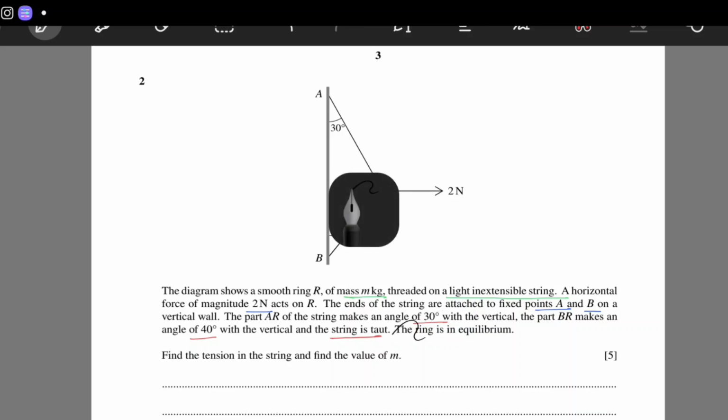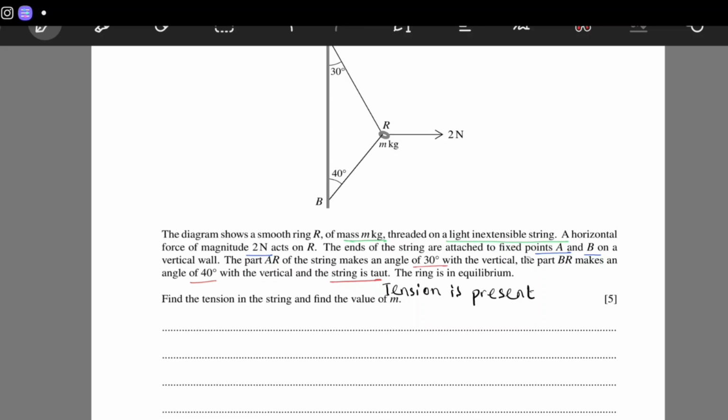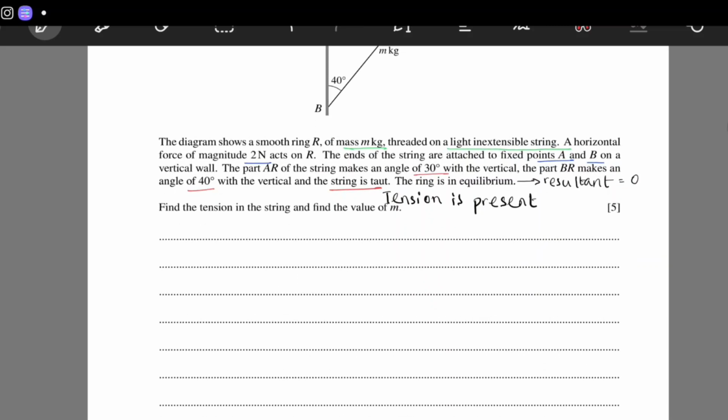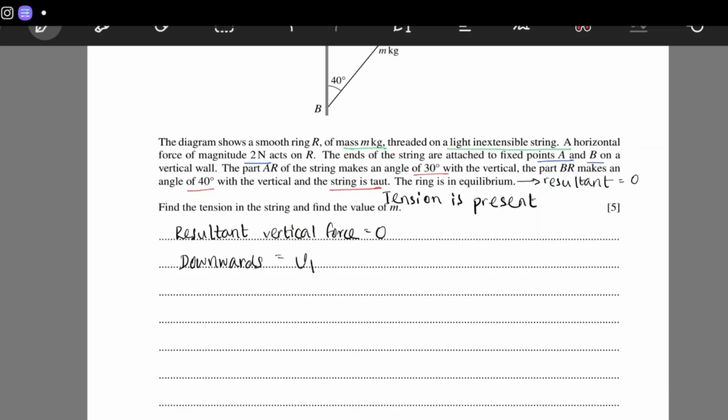Since the string is taut, it means tension is present. And it's also stated that the ring is in equilibrium. Since the ring is in equilibrium, it means the resultant equals 0. Since the resultant equals 0, I can form a few generalized equations. That is, the resultant vertical force equals 0. This means the downwards force equals the upwards force.